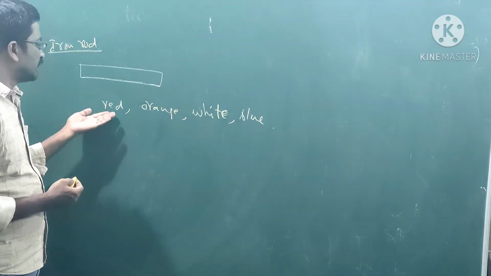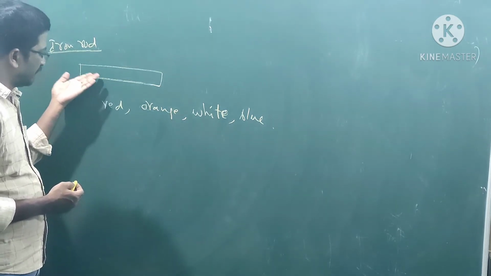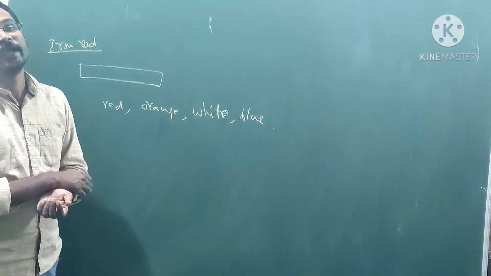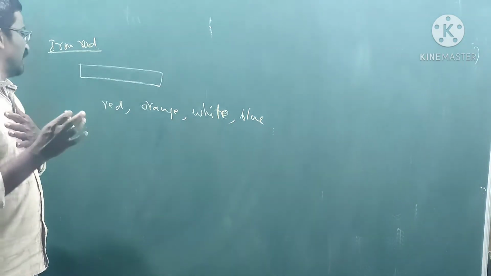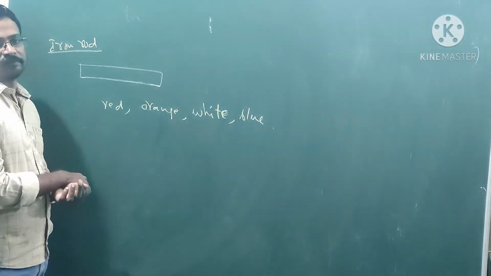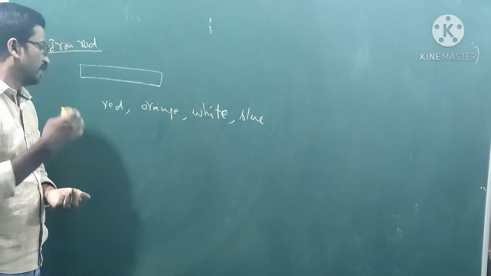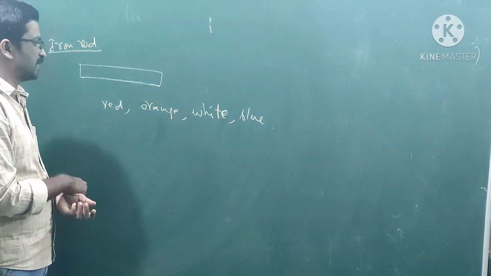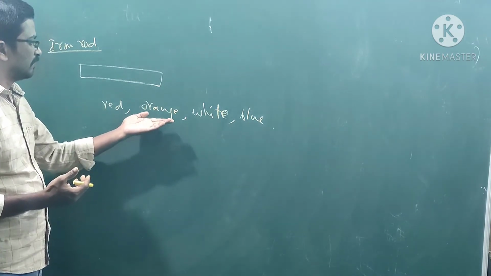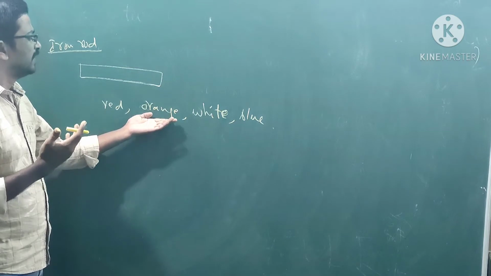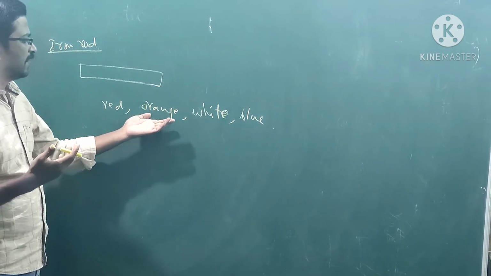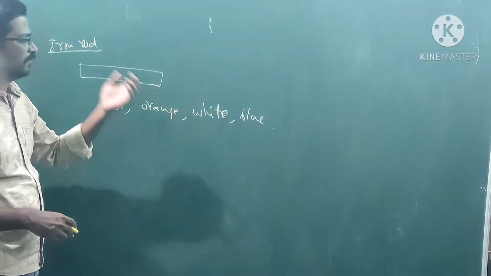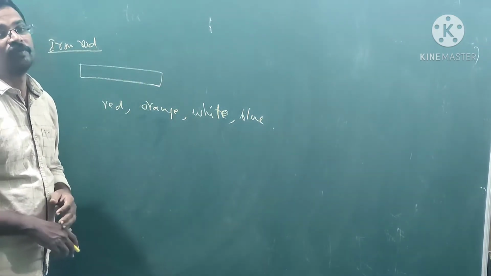Because if you heat any metal rod, any iron rod, on heating it can emit radiation. The emitted radiation has red color. Then if you give more heat, a higher temperature, it appears orange. If you supply more heat, it turns into white, and then it turns into blue.